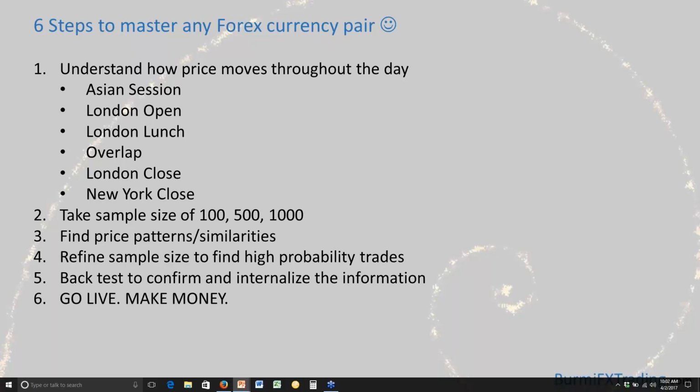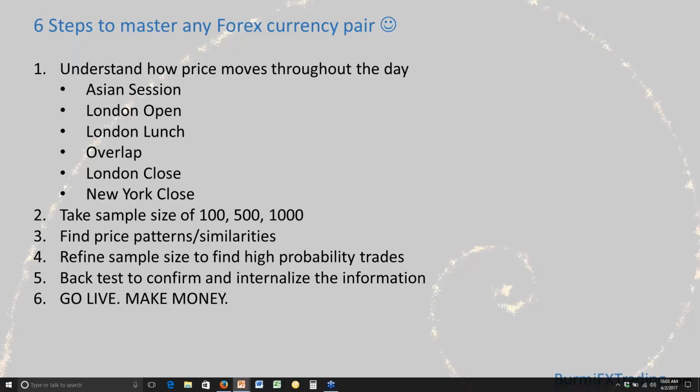So here we have 6 steps to master any Forex currency pair. Now the process is, as I said, still the same. You can take the process and apply that to any other Forex currency pair. If you like to trade Euro and US dollar, or maybe US dollar and Swiss franc, it doesn't matter. You can apply that same process and you will make consistent profit. So let's go through all the steps.